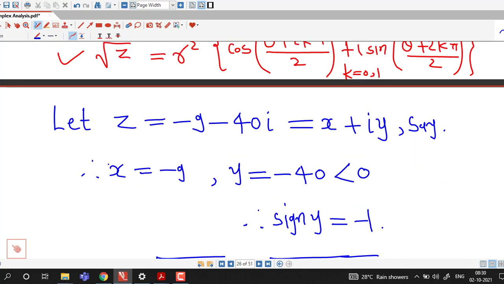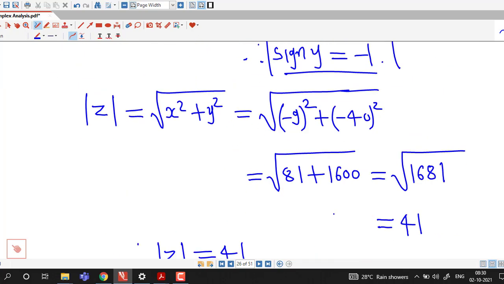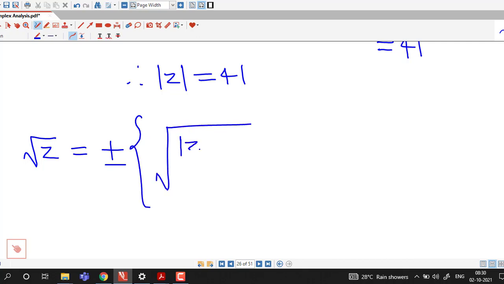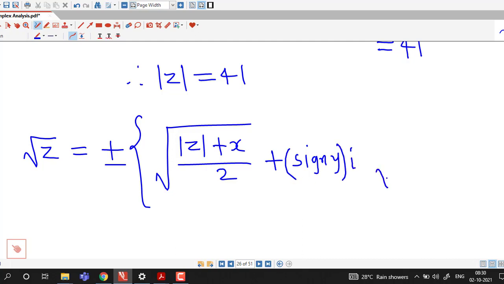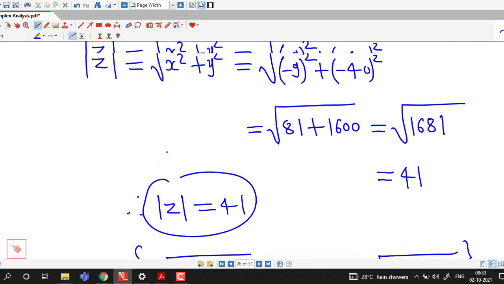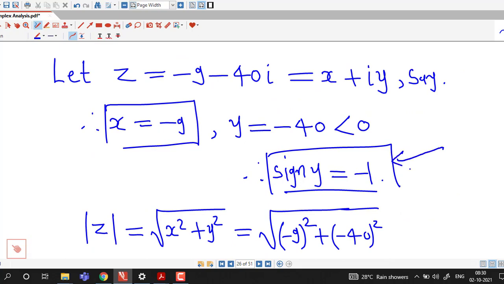So we have the value of x, which is minus 9, sign y is minus 1, and the absolute value of z is 41. So now we write that formula: square root of z equals plus or minus, in the bracket, in the square root we write mod z plus x divided by 2, plus sign y into i, and in the square root we have mod z minus x divided by 2. Now we substitute all these values here. Mod z is 41, x is minus 9, and sign y is minus 1.